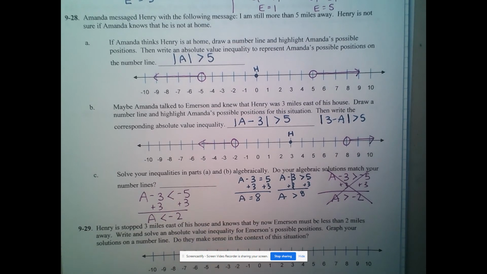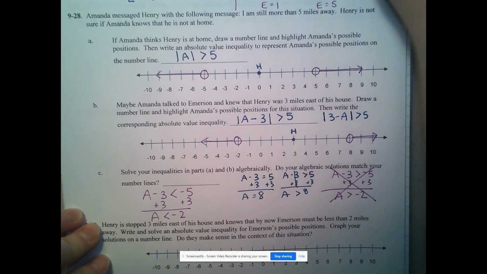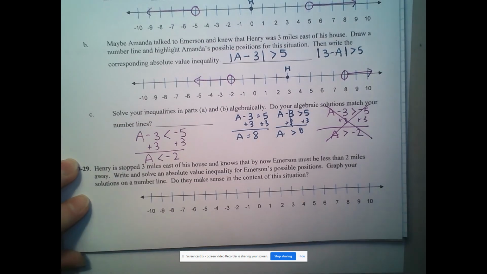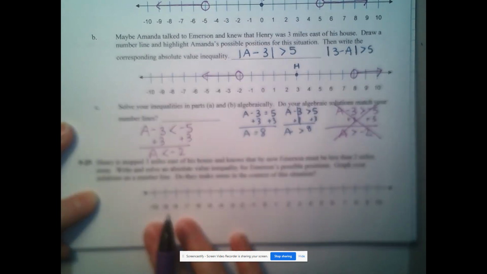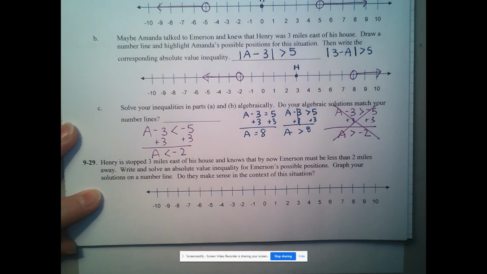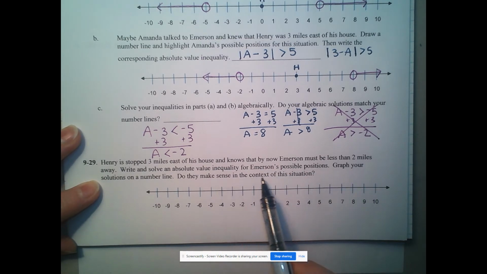And I know we're going to have to do more than one of this in class, and that's absolutely fine. I fully predict that I will be doing several of these examples live as well. All right. Henry stopped 3 miles east of his house and knows that by now Emerson must be less than 2 miles away. Write and solve an absolute value inequality for Emerson's possible positions. Graph your solutions on the number line. Do they make sense?